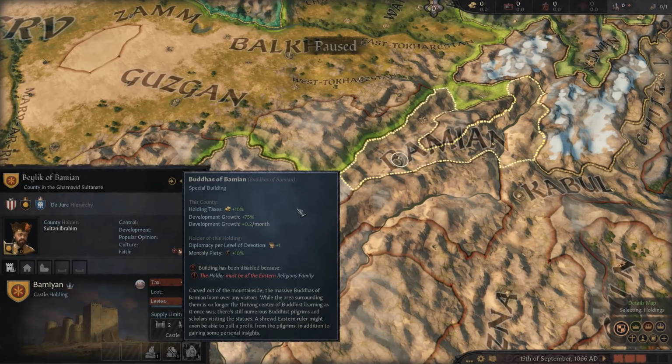So does this translate into game mechanics? We've got a holding tax modifier of plus 10%, development growth of plus 75%, and development growth of 0.2 per month. On top of that, diplomacy per level of devotion gets a plus 1, and the monthly piety of plus 10%. So those are the Buddhas of Bamiyan.